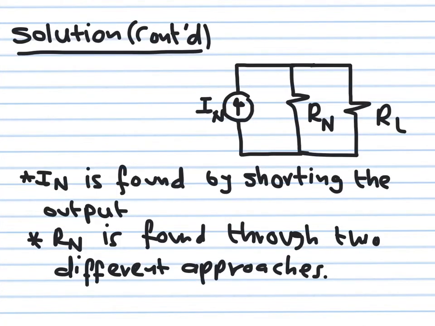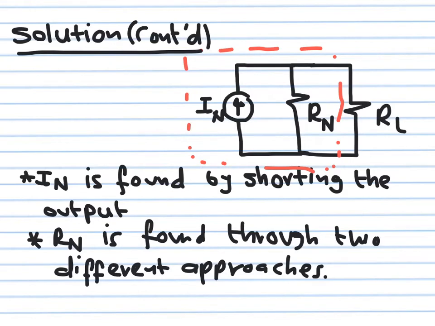Okay, so what we're going to do is replace the whole circuit by an equivalent. This is our circuit. It's a big box. I'm not showing it all here. I'm just showing the equivalent circuit: this I Norton, this R Norton, and this RL.